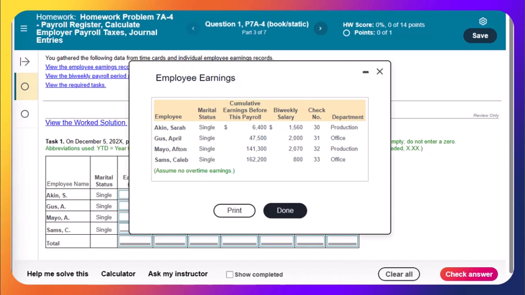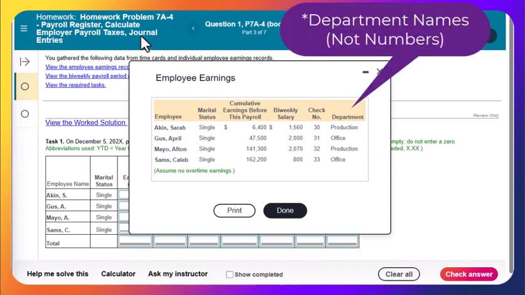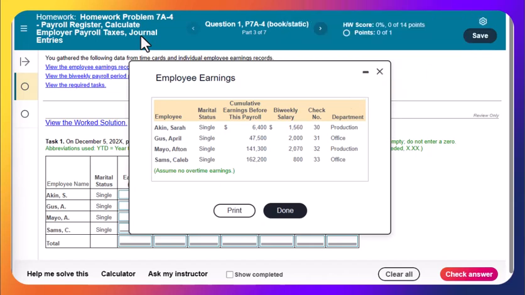So we've got their marital status, their cumulative earnings before this payroll, biweekly salary, so they're all salaried here, check number, and then department. And we need those department numbers for the information for our journal entries coming up here, so we know whose wages go against which department's budget. So let's see what else we have here.